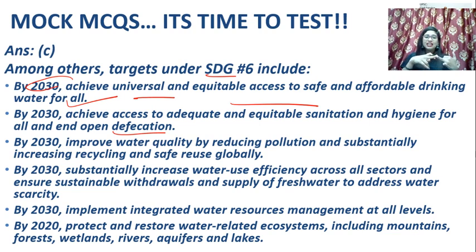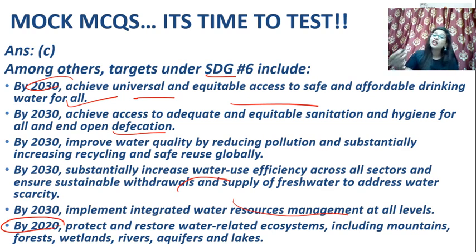And then again, another important Sustainable Development Goal by the year 2030 is to implement integrated water resource management at all levels. And finally, by the year 2020, guys, look at the last sentence. Last sentence is not 2030. By the year 2020, they want to protect and restore water related ecosystems. Only then by the year 2030, after 10 more years, you will be able to achieve a universal and also an equitable access to all the safe and affordable drinking water. Did you understand, guys?